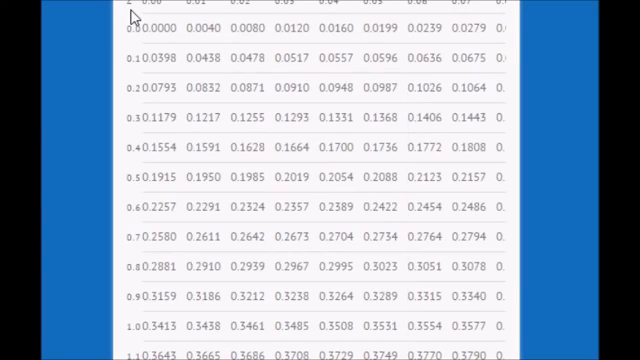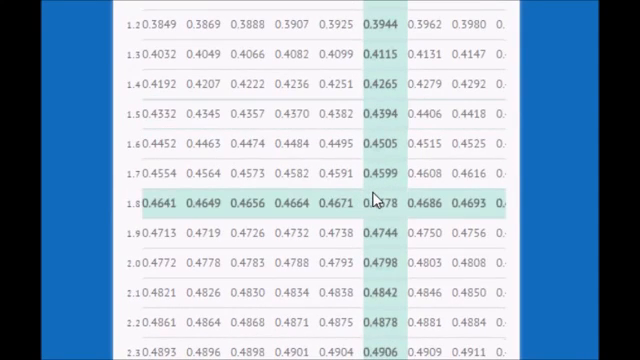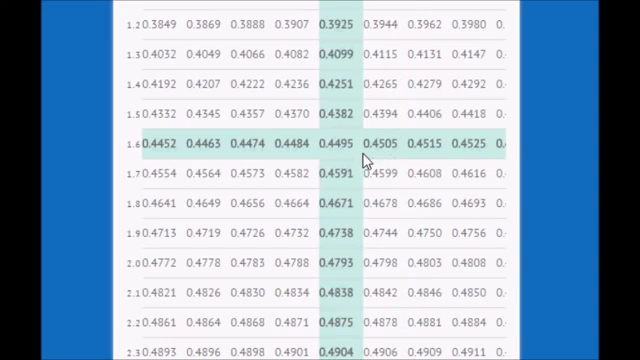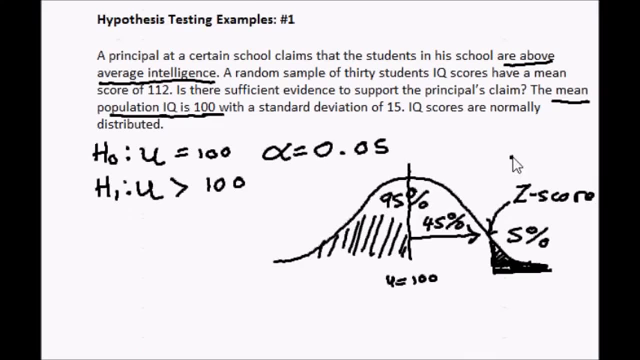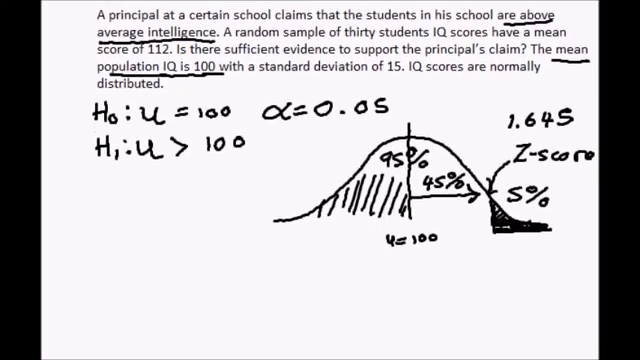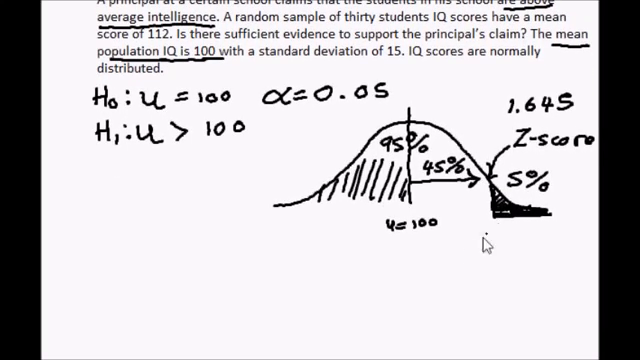Now I don't know my z-score, so what I'm going to do is look up 45% in the center of the table. 45% is 0.45 as a decimal. This is 1.64 and this is 1.645. So it looks like 0.45 is going to be bang in the center, so that's 1.645. So now I know the z-score that's at the edge of my rejection region. What I want to do is calculate another z-score using the z-test, and if my test falls into this rejection region, it means we can reject the null hypothesis.